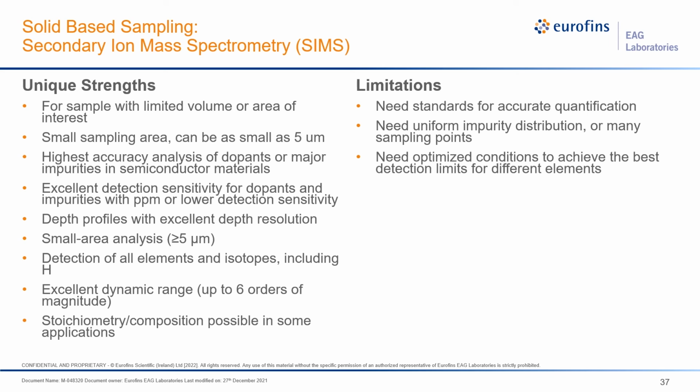Its limitations are that it requires standards for accurate quantification. It assumes information about the homogeneity of the sample, which can either be ascertained by assumption or by sampling multiple areas of the sample. And it requires a specific list of elements for analysis because conditions for analysis need to be optimized specifically for those elements to achieve the best detection limits.